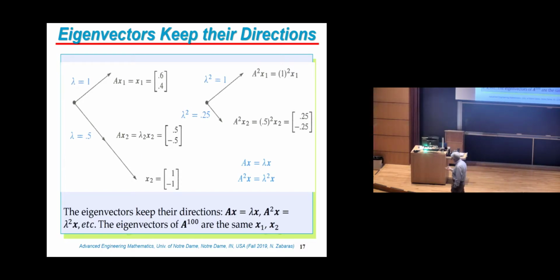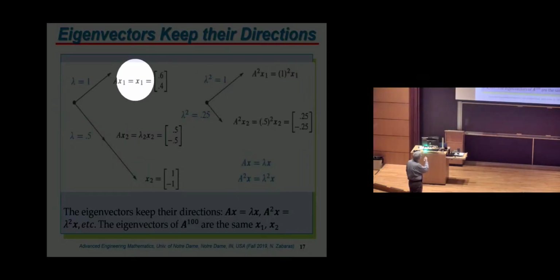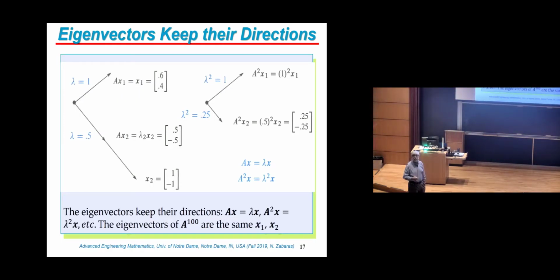Now, how about if I keep operating with A on an eigenvector, and I take A square of x1, right? So if A x1 is x1, how much is A square of x1?